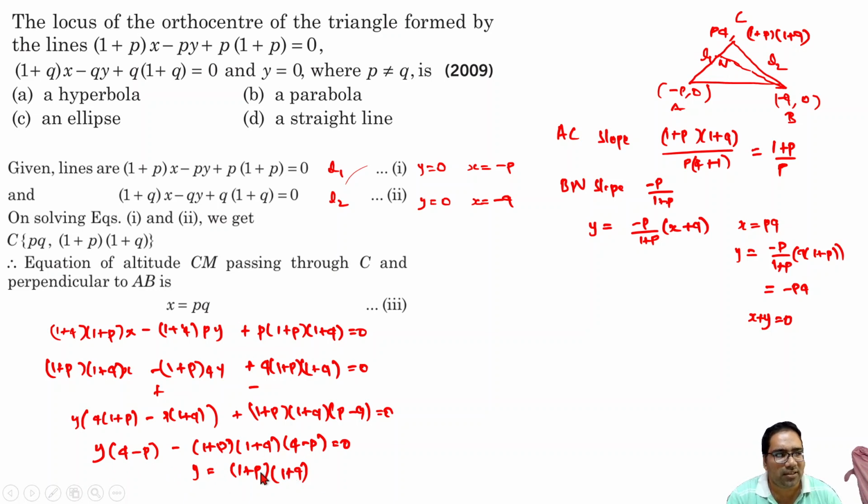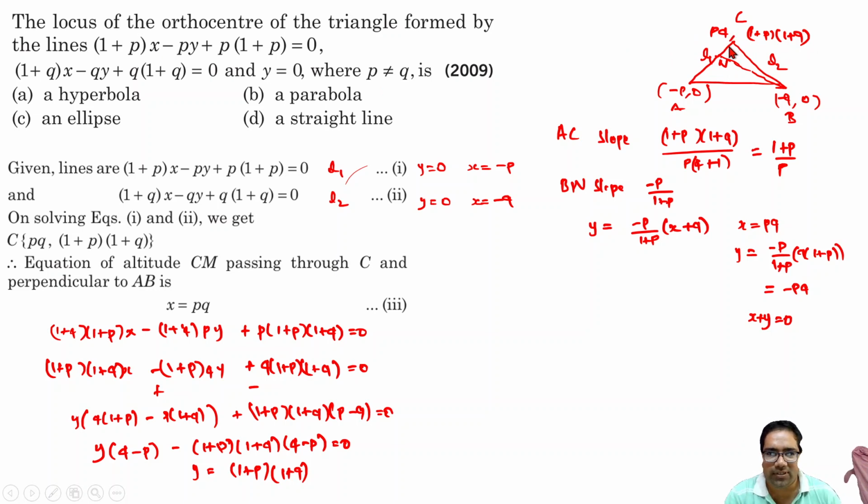So that is the point, y equals (1 plus p) into (1 plus q), right? And C is always lying on the line which is parallel to the y axis. If you substitute this y in one of these equations, we'll get x as pq. So we got the point C as (pq, (1 plus p) into (1 plus q)).